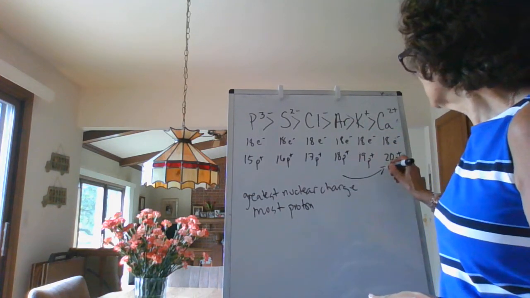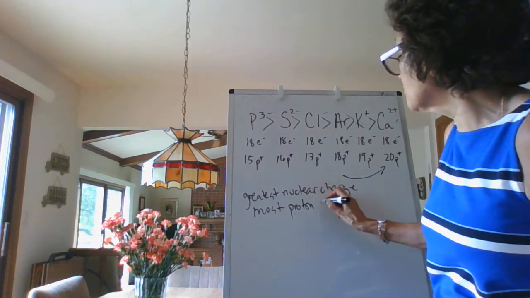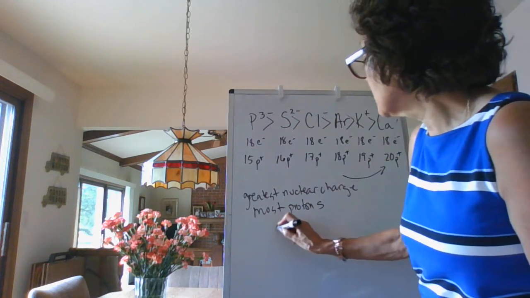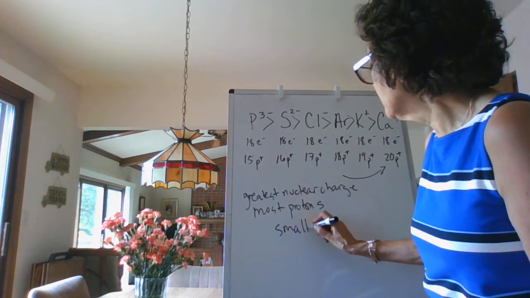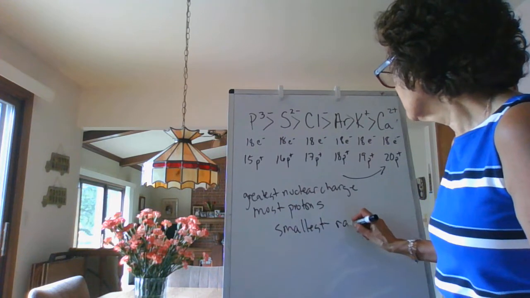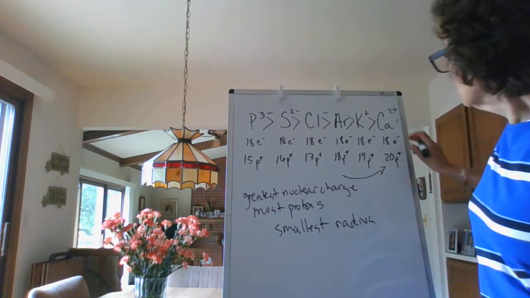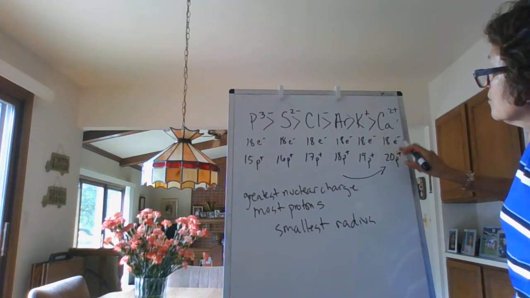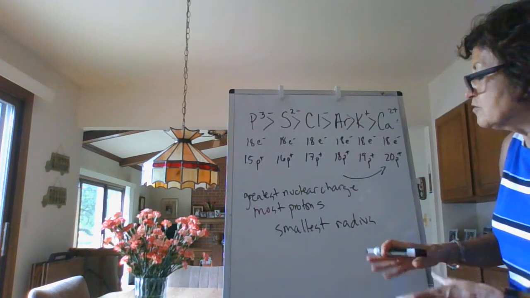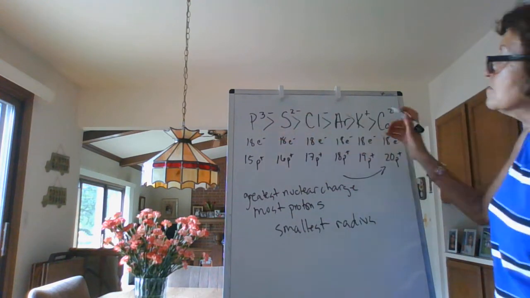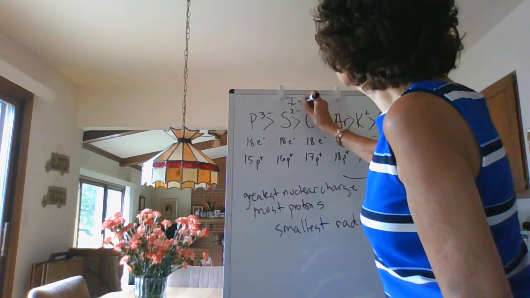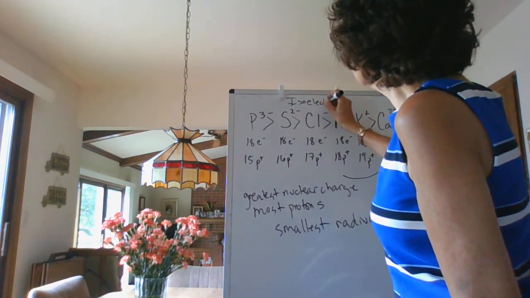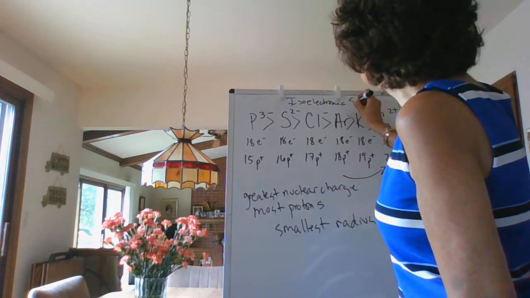This has the greatest nuclear charge. It has the most protons, so it has the smallest radius. Okay? Biggest effective nuclear charge is the calcium, most protons, smallest radius. This is an isoelectronic series.